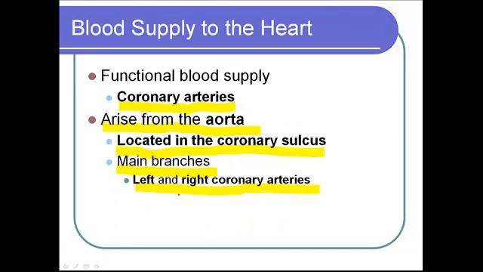So the blood supply to the heart are called the coronary arteries. They arise from the aorta on the posterior side of the heart in the coronary sulcus, and we'll point that out later. And the main branches are the left and right coronary arteries. Those will come around to the front and then descend in a very orderly fashion.